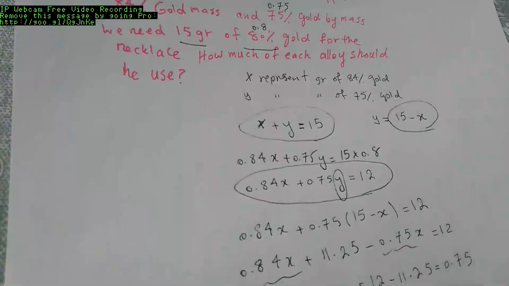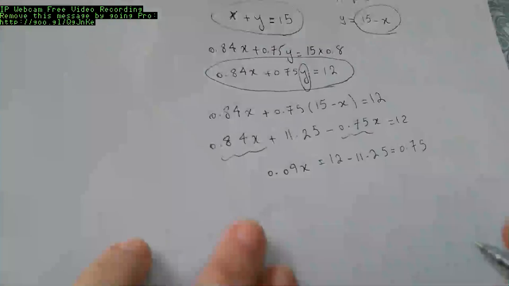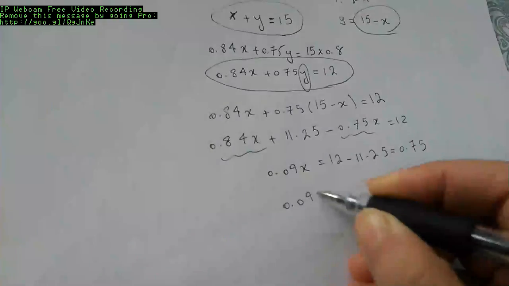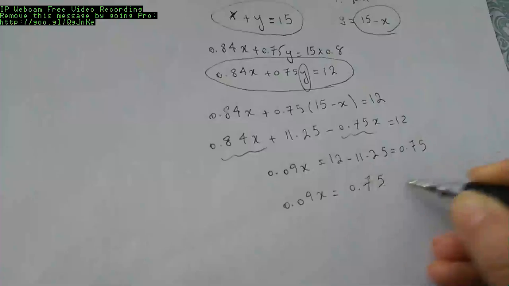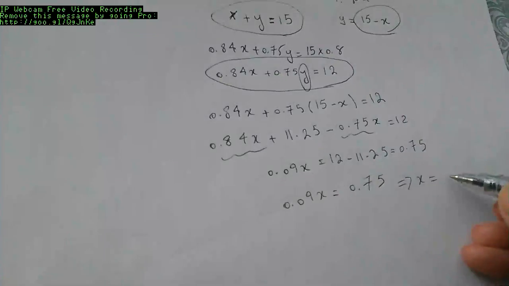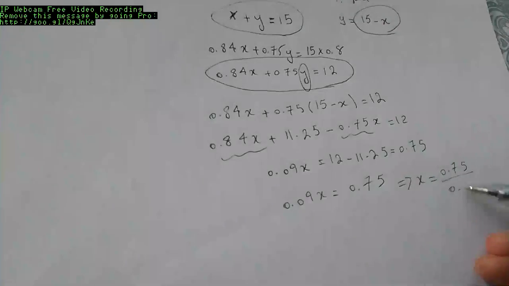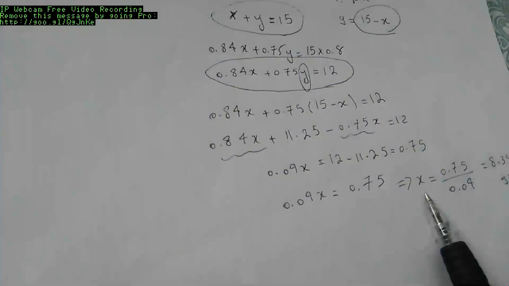0.75. So 0.09x is going to be 0.75. X will be 0.75 divided by 0.09, which is equal to 8.33 grams. This is the X, right? X was the amount of the 84% gold.